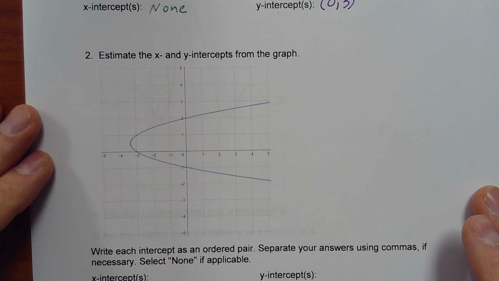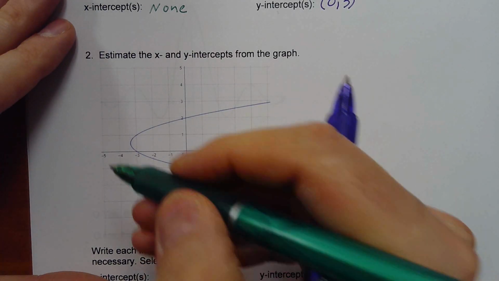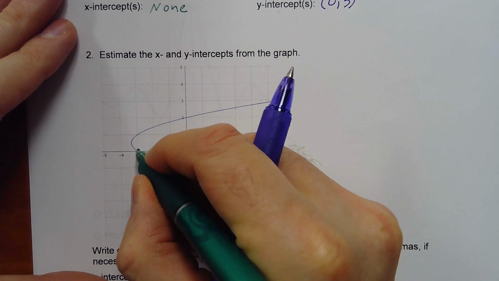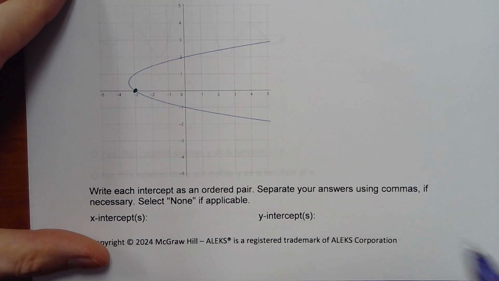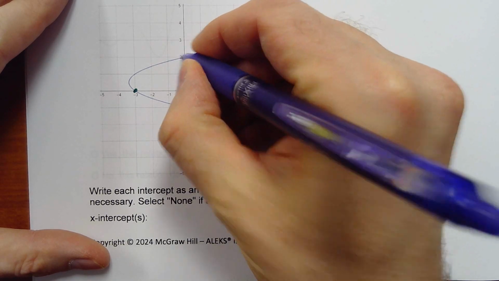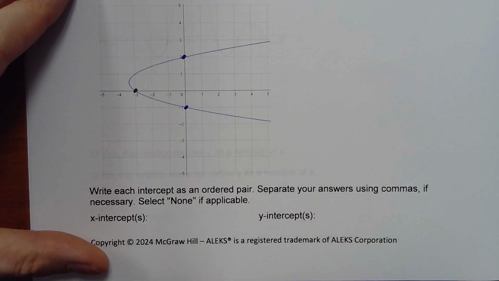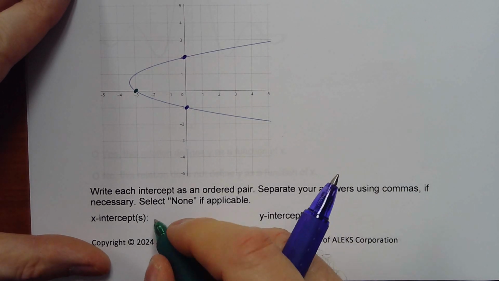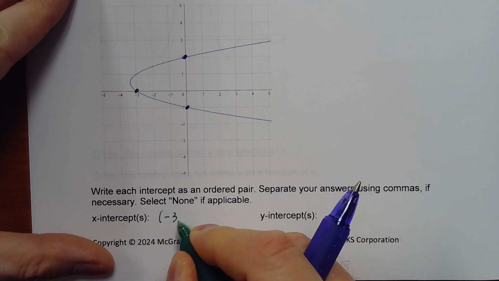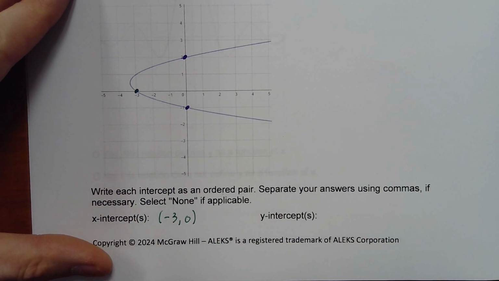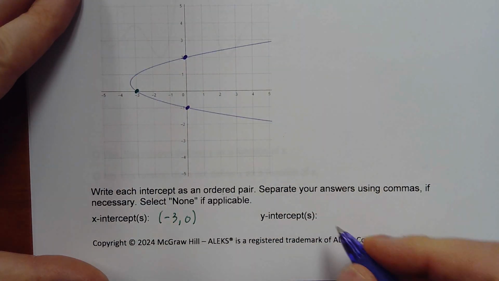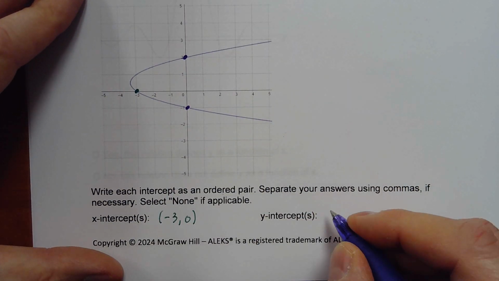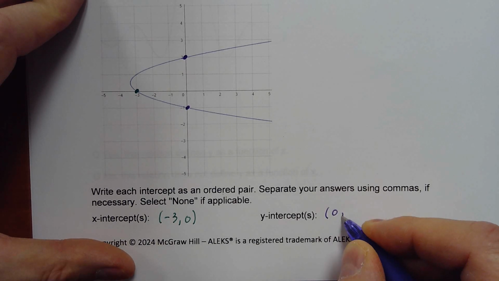Number 2, we're doing the same thing. Here we have one x-intercept at -3. But then we have two y-intercepts, one at 2 and one at -1. So for the x-intercept, I'm going to write that as -3, 0. For the y-intercept, I have two of them. I have one at 2, and one at -1. So I'm going to write that as 0, -1.